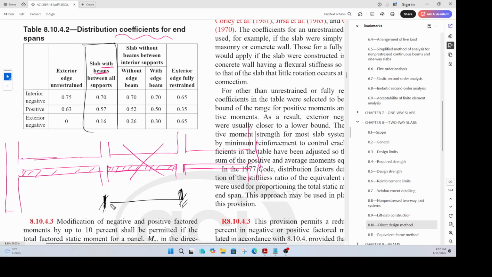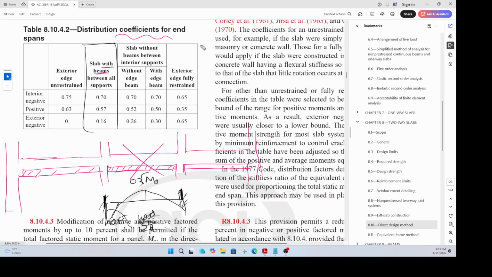And then take your static moment. It will be like that, right? So here it is WL square by 24, and you take your M naught, and 0.35 times of M naught is the positive, and 0.65 times of M naught is the negative.